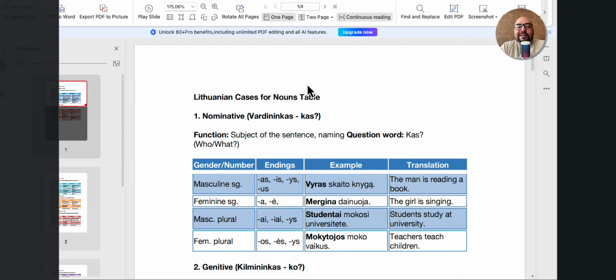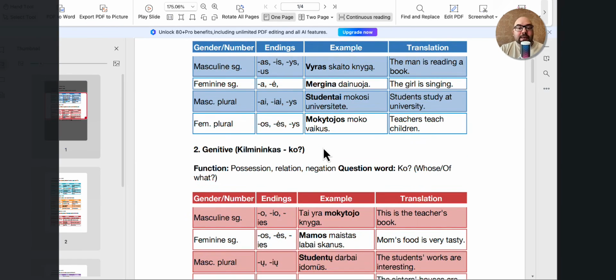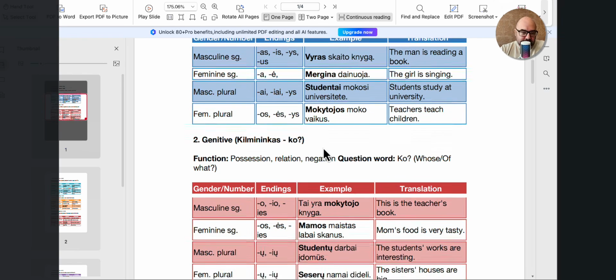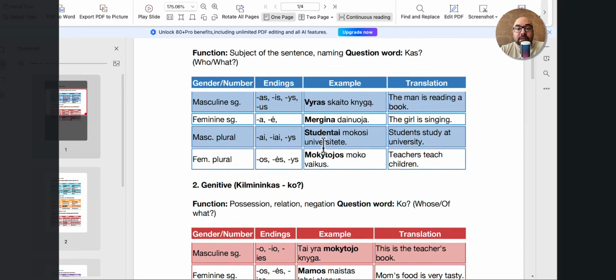So basically, cases are probably one of the hardest things in the Lithuanian language because you have these various endings that you can have. And I want to give you a tool that you can use to quickly look through and maybe try to guess and use a particular case in a particular situation. Okay, so let's just quickly look through this one.